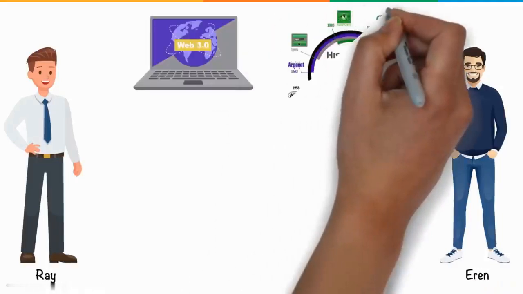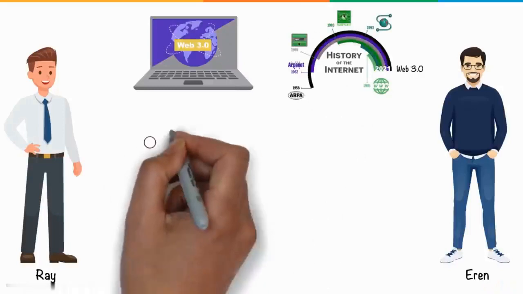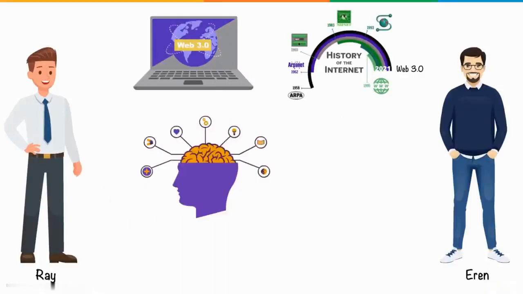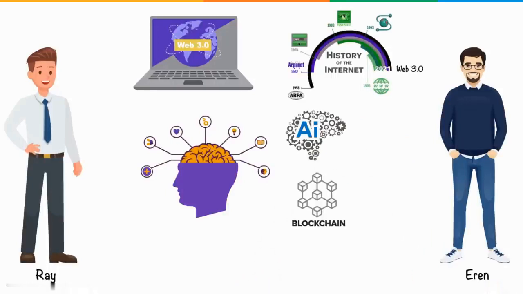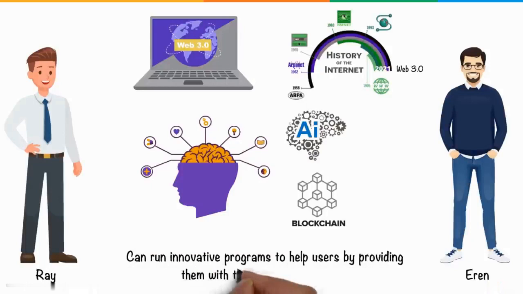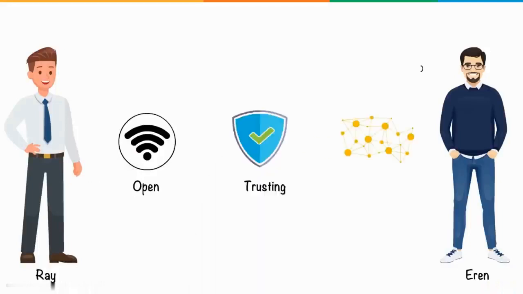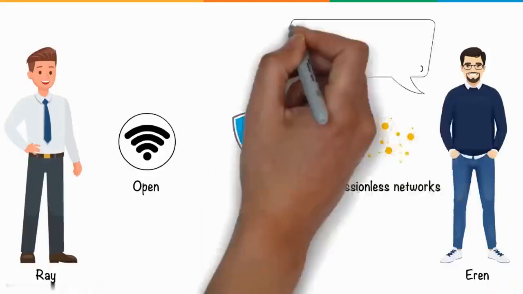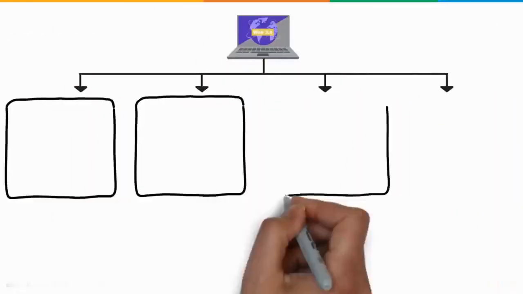Aaron explained that Web 3.0 is the next step in the evolution of the internet, allowing it to process data with near human intelligence through the use of artificial intelligence and blockchain technologies that run innovative programs to help users by providing them with their relevant choices. It's a significant step toward open, trusting, and permissionless networks. Aaron further added, to fully comprehend this, we must first explore the 4 key features of Web 3.0.